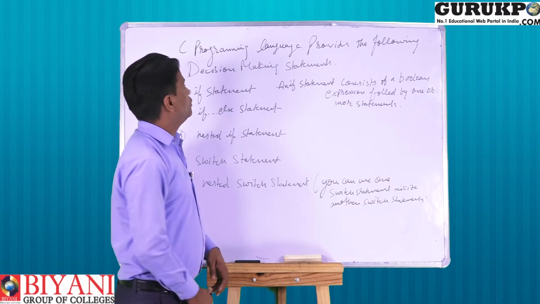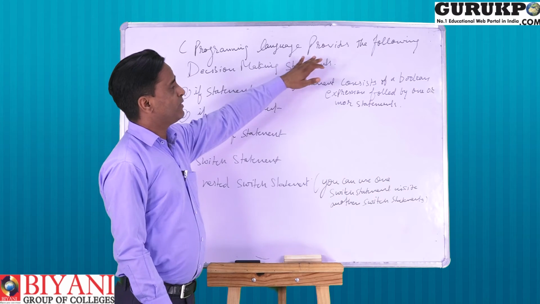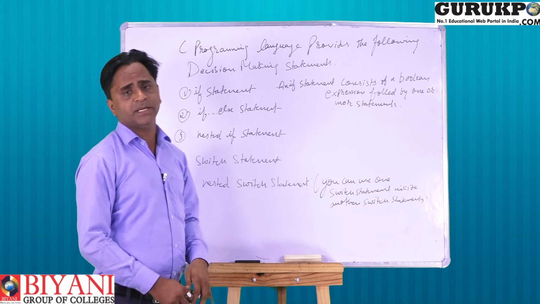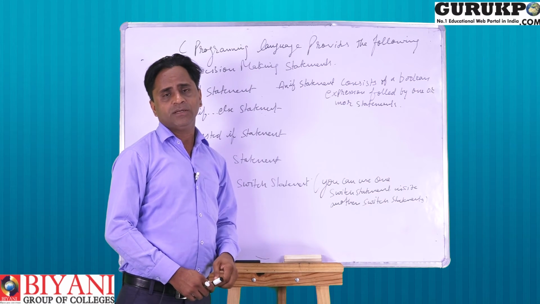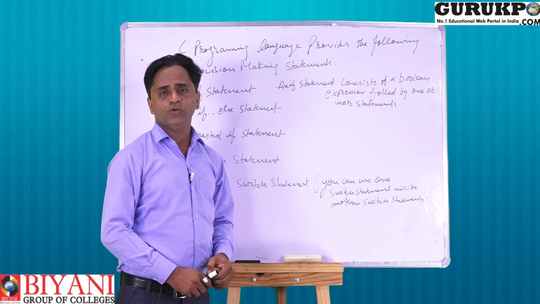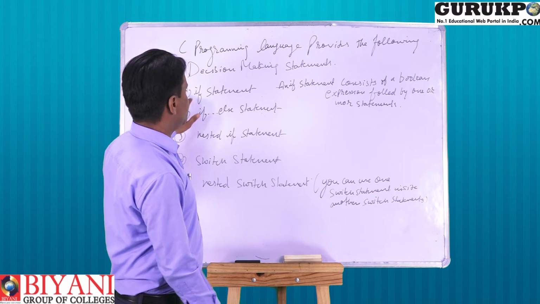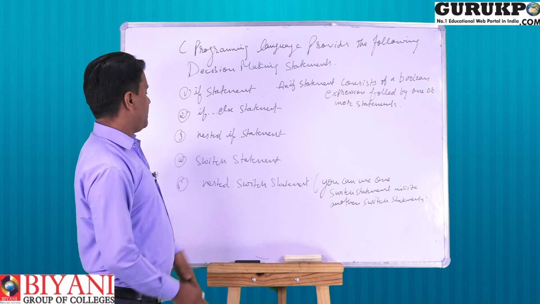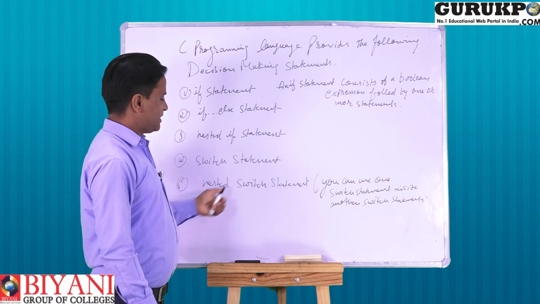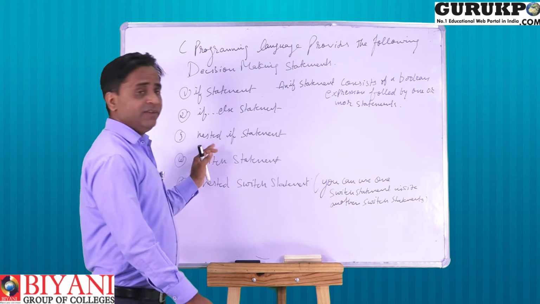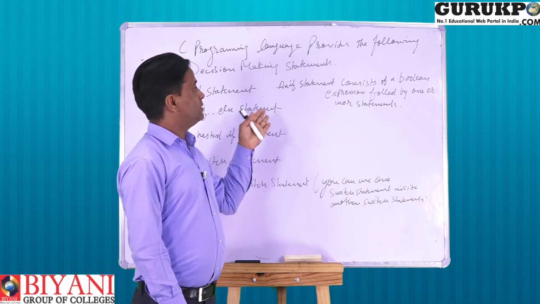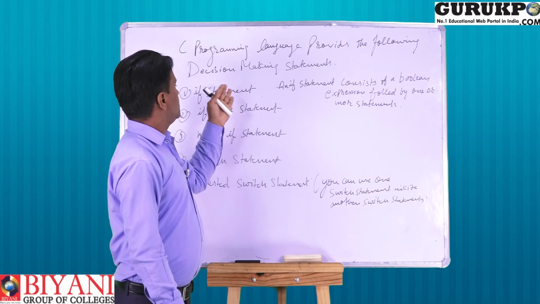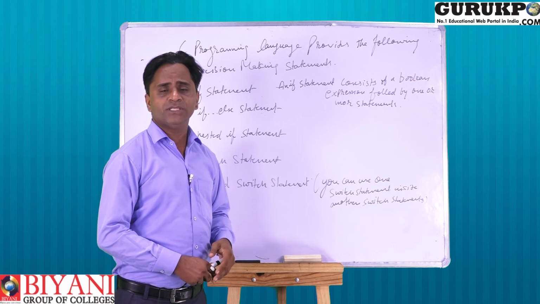Now, the C programming language provides the following decision making statements. There are different kinds of decision making statements used in C: the if statement, if else statement, nested if statement, switch statement, and nested switch statement. There are 5 types of decision making statements used in C language.